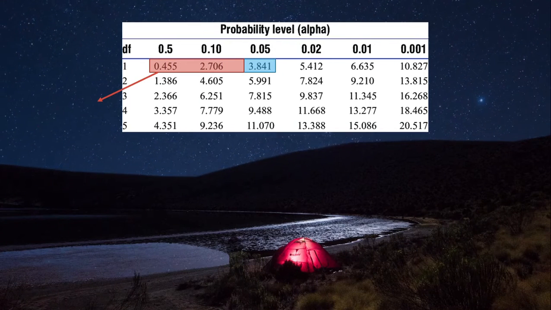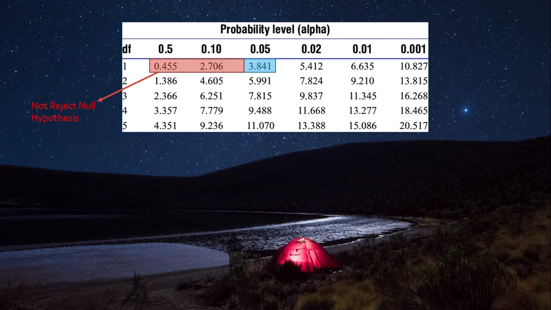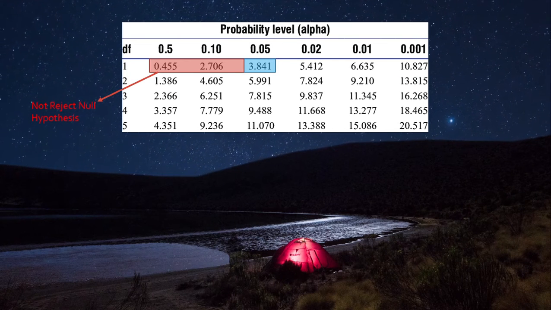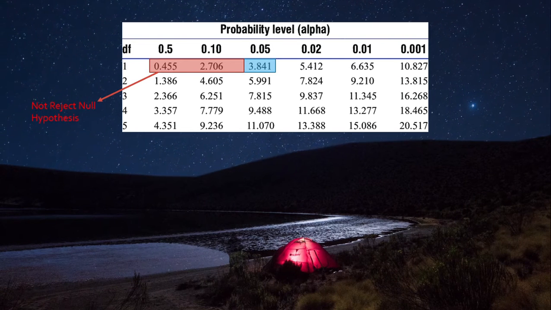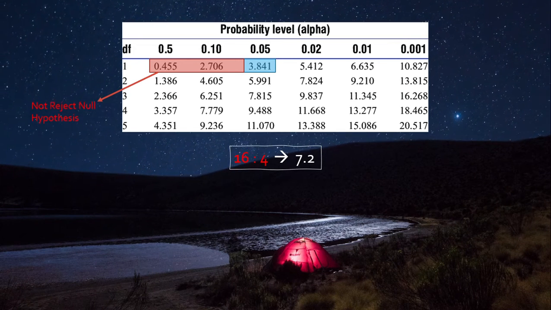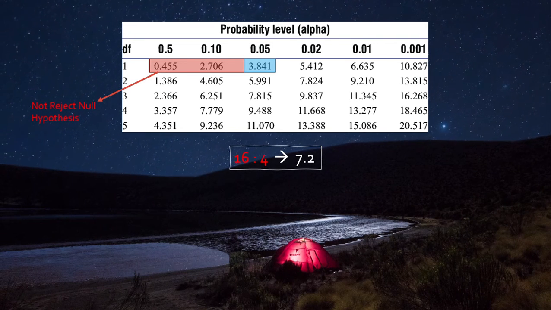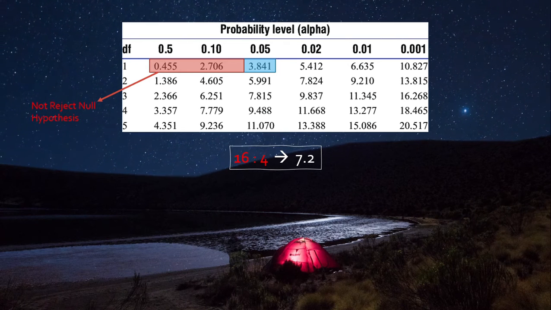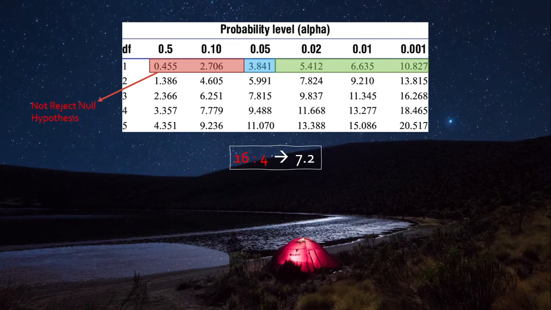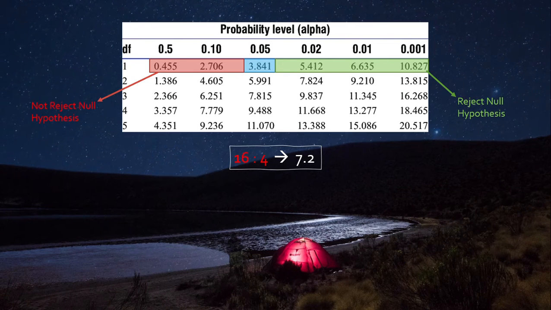From here, we focus on 0.05. It's an agreement by scientists that 0.05 is the pivot point and the most important point. So a chi-square value whose probability is greater than or equal to 0.05 means we do not reject the null hypothesis. So what if we got 16 and 4, which results in 7.2? Well, 7.2 is far greater than 3.841, isn't it? So we can see that it is placed here on the green color. So it means that it rejects the null hypothesis.